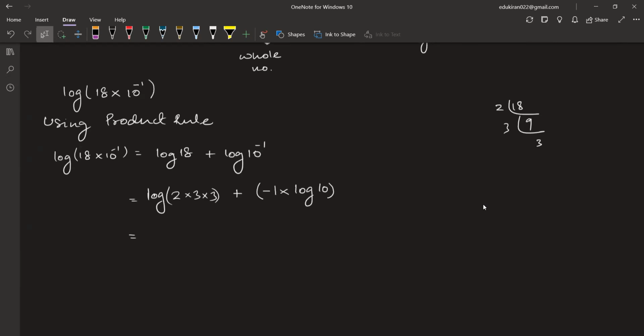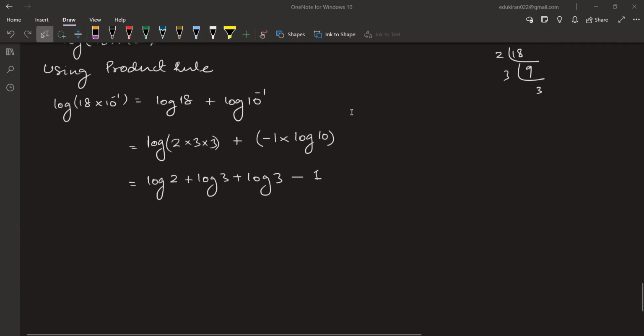Now I can write this as log of 2 plus log of 3 plus log of 3. Now this minus 1, if you open up the bracket, will give you minus, and log 10 is equal to how much? It is equal to 1. Is that right? Yes or no? Any problem till here? No, sir. Fine. So what is log 2? 0.3. Very good.